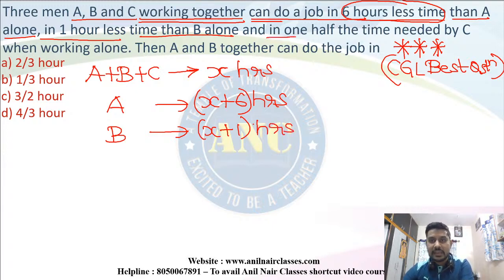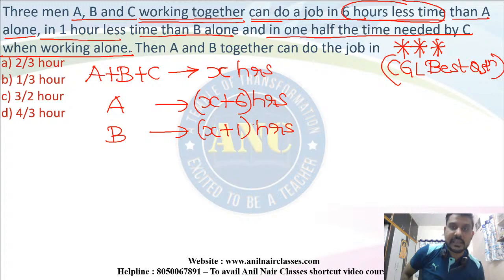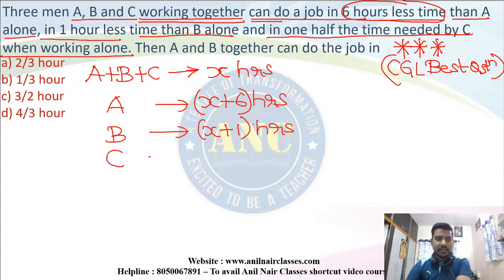Next, in half the time needed by C when working alone. That means if all three people A, B and C are working together, whatever the time A, B and C are working for, C will be taking double of that. In other words, A plus B plus C will take half of the time taken by C alone to complete the work. Or if A plus B plus C is X hours, C will take double of X hours, which is 2X hours.